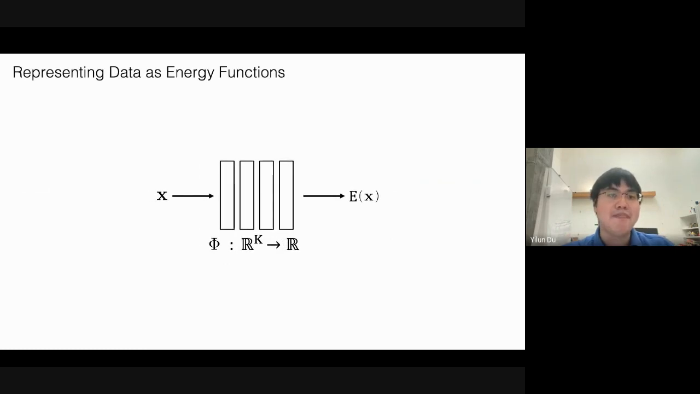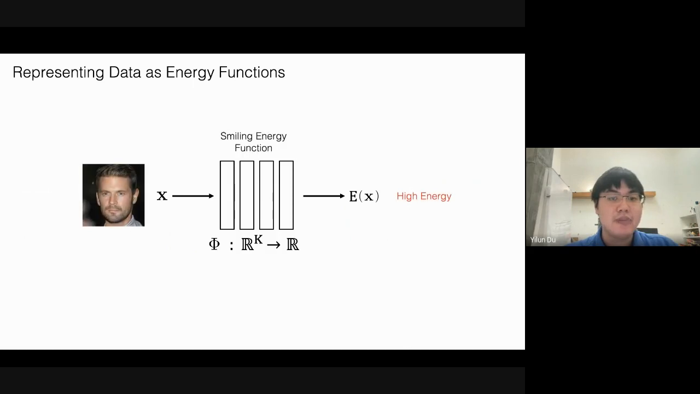So what do I mean by energy function? An energy function basically represents some type of concept, let's say smiling. And it takes in some vector of inputs, for example, an image x, and maps it to a single scalar energy, where this energy is very high when your image doesn't match the concept that your model is supposed to represent. So in this case, this face is not smiling, so the assigned energy is very high.